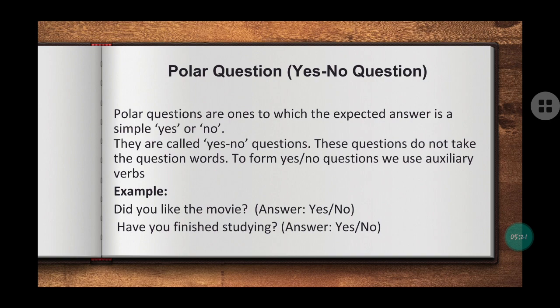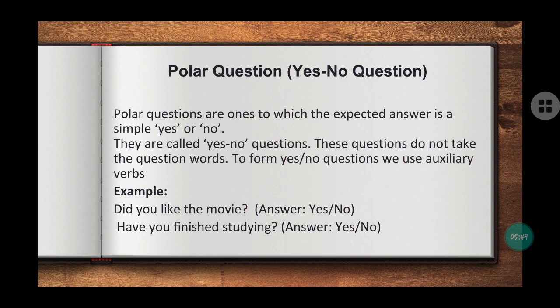The next part is the polar questions. Polar questions, as I told you, another word is also rhetorical questions. The polar questions are expected to be answered in yes or no. They are called yes or no questions also. These questions do not take the question words, which are the WH words. They are formed using the auxiliary.